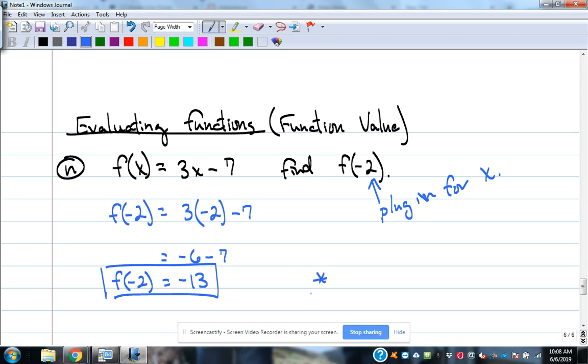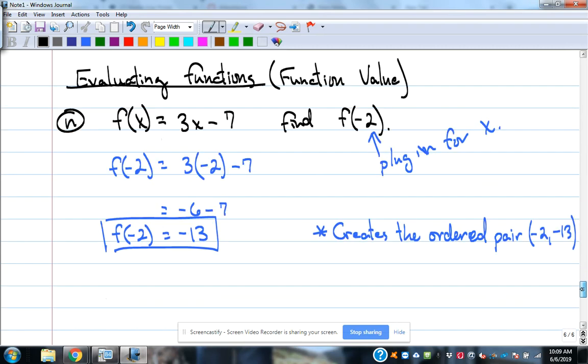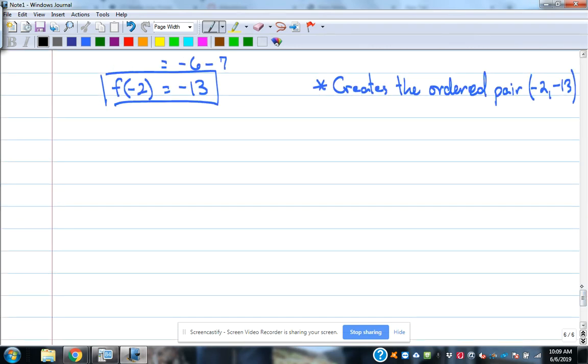And just as a side note, you want to remember that this creates the ordered pair negative 2, negative 13. That's what that notation on the left says. Hey, this is the x value, this is the y value. That's all that it really is. You're just plugging that number in for x and working it out. Okay. Let's do another one. Maybe it's a little more difficult, but still a very simple idea.